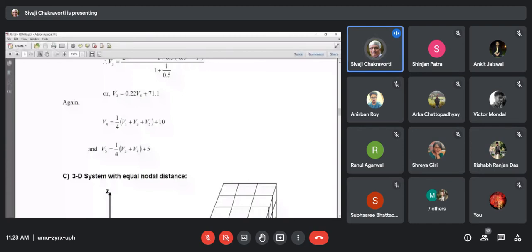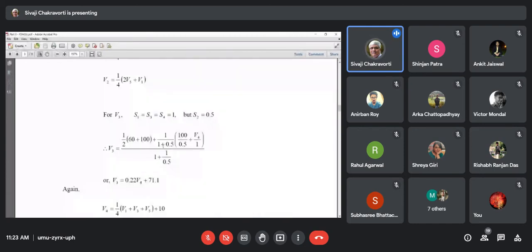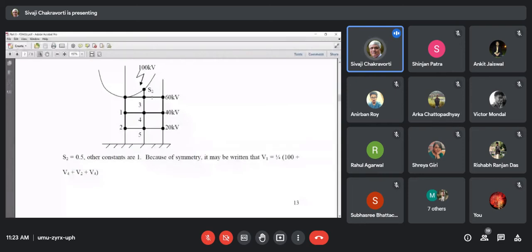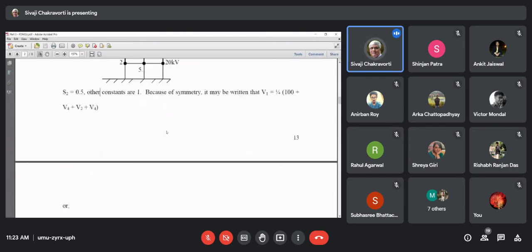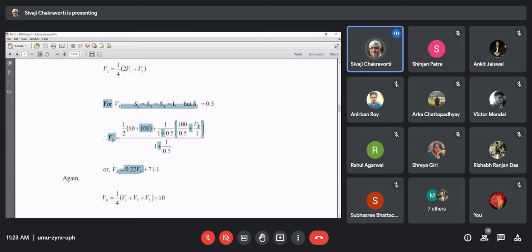But looking at the configuration, as per our derivation, for node 3, S1, S3, and S4 are 1, because they are all equal. Only S2 is 0.5. So you can see here S1, S3, S4 are all 1. S2 is 0.5, and therefore this is how I write V3 as per equation 22. So if such problems are given, you have to write the equation using this approach.